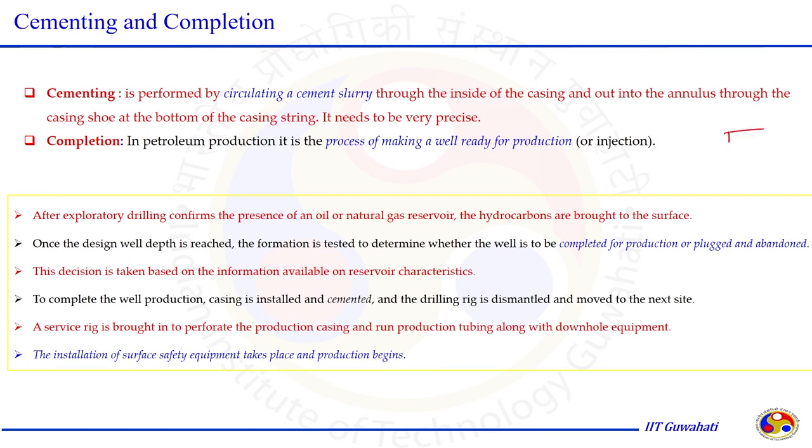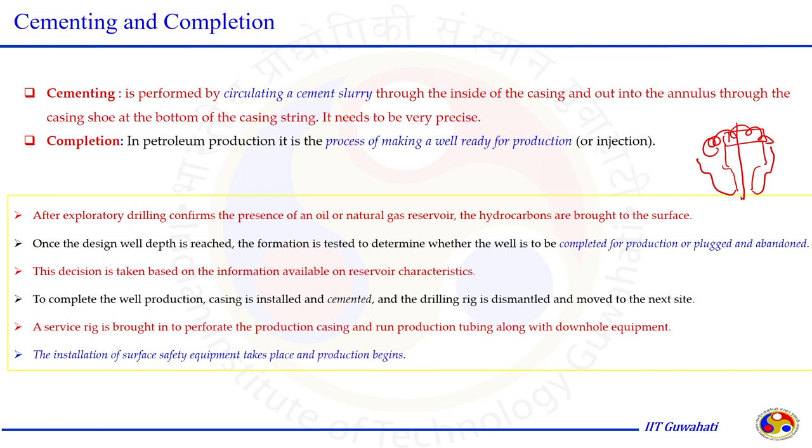For example, this is our surface, the first casing, the conductor casing, is installed. This needs to be cemented here. For that purpose, the cement slurry is circulated and moves through this annulus area, letting this casing be fixed with the surface, and similarly the other casings are also cemented with the ground. As I said, very precise calculation is required, in terms of the cement flowing through this inner hole and coming out through this annulus to seal it, otherwise it may plug the inner part of the casing.